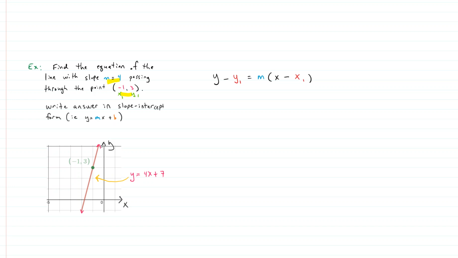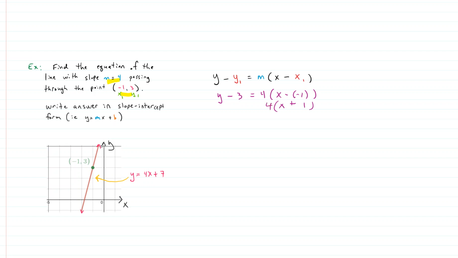We go back up to our equation. And in our equation, we have y. And then we have the minus. That's part of the formula. And now we plug in the y-coordinate of the point, which is 3. M is the slope, which is 4. And then we have x minus the x-coordinate, which is -1. Now that negative and the negative make a positive. So we're going to have x plus 1 and a 4 outside.